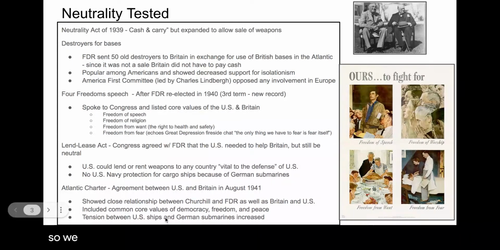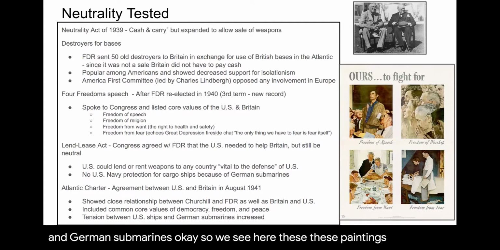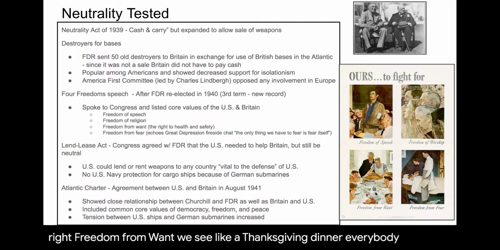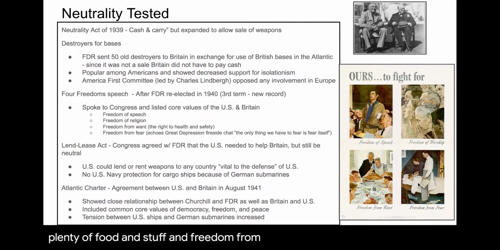And so we start to see an increased tension between American ships in the Atlantic and German submarines. Okay. So we see here these paintings. These are by Norman Rockwell, a pretty famous American artist, who made these things showing the four freedoms that Roosevelt talked about: freedom of speech, standing up and saying what you believe; freedom of worship; freedom of religion, right? Freedom from want. We see like a Thanksgiving dinner where everybody's got plenty of food and stuff, and freedom from fear. We see these parents kind of tucking their child in at night so they feel safe.